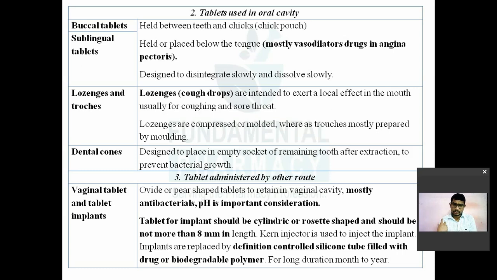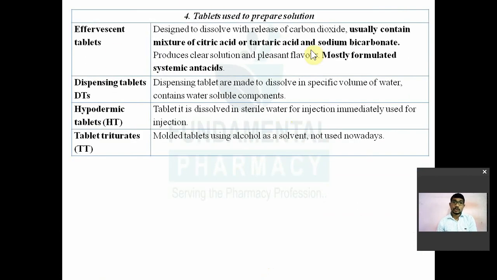So there is one type of injector that is used to place the implant. Kern injector is used to inject the implant, and it is operated by a magnetic controlled silicone tube filled with the drug or biodegradable polymer. And these kind of implants are usually meant for long duration of action. Next, tablets used for preparation of solution. So I think there was a question on this.